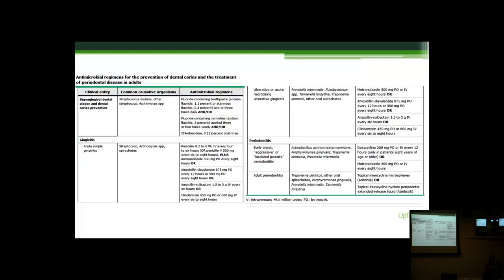So if we start with something simple like the second one, gingivitis. Most common organisms are streptococci, actinomyces, or spirochetes. For this, penicillin would be appropriate, Augmentin, or clindamycin. For something a little bit more serious like periodontitis, the adult periodontitis at the very bottom, you can see the names of the organisms there, and then the typical recommendation including doxycycline, metronidazole, or minocycline. So this just gives you an idea. If you're seeing something you suspect and you feel really confident that you know what it is and you can treat that, these are the treatment options for that indication.